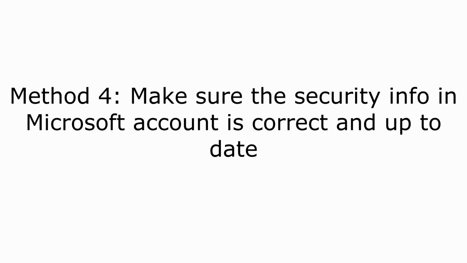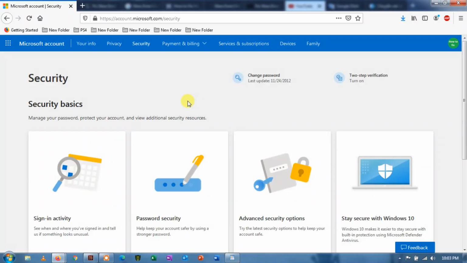Method 4. Make sure the security info in Microsoft account is correct and up to date. Log in to your Microsoft account's security page. Now, check your alternative email, phone number, security question and its answers. If any of this information is wrong or outdated, then you have to update these details. Remember, you are only required to update the outdated, incorrect security detail. So, don't delete any information. In the end, make sure to enter at least 2 security information in your Microsoft account and 1 phone number, email address.